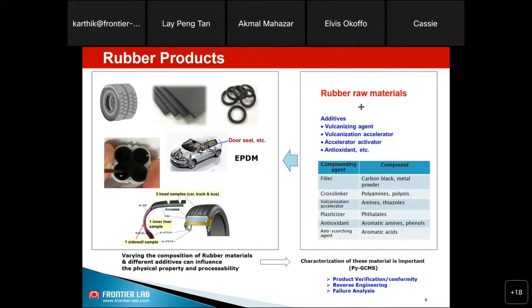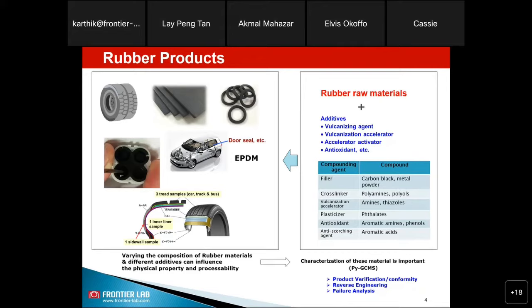For plasticizer, phthalates. But as you know, some of these phthalates are restricted under RoHS. That means you have to choose one that is not restricted. Also, you have to ensure that the concentration does not exceed the threshold limit of 1000 ppm. And again, for antioxidant, it can be any type of aromatic amines or phenols. And the anti-scorching agent is aromatic acids.